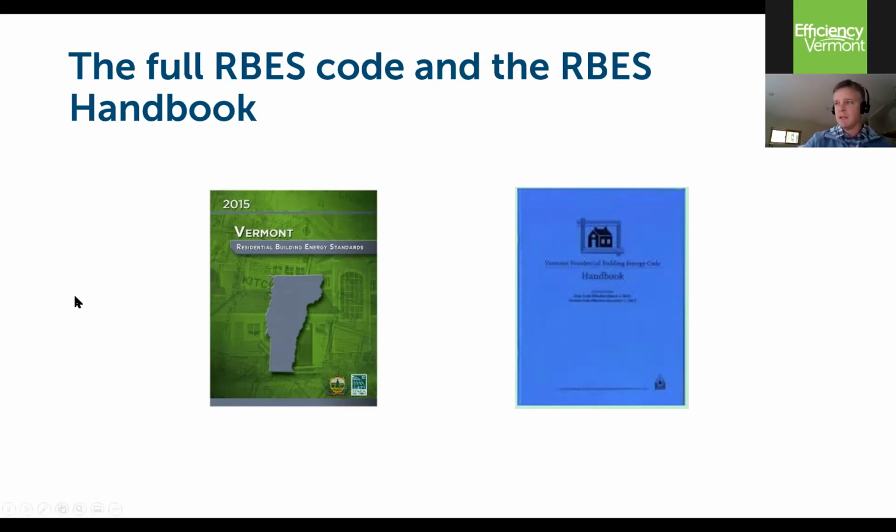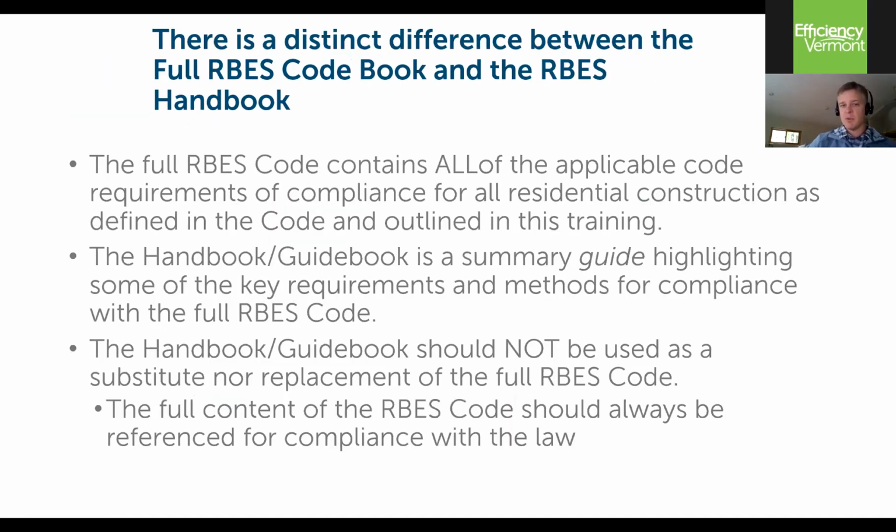And then the RBES Code Handbook, which is a document that Efficiency Vermont and the Department of Public Service collaborate on as a guidebook to help understand and implement the code. They are two different documents, and it's important to understand what one does and one doesn't. So the full code, the full law itself is contained in the ICC document and through the ICC website.